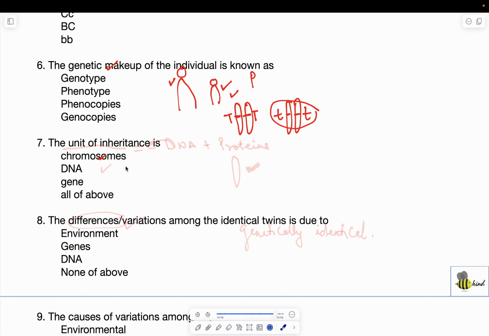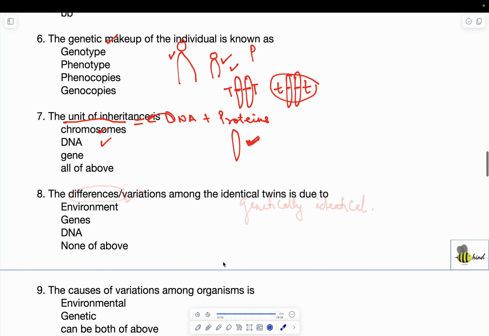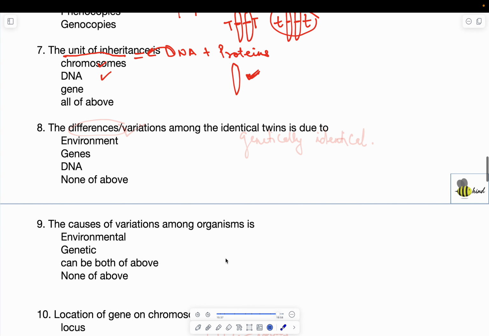The unit of inheritance, what you inherit from your parents. Is it DNA? Is it gene? True. But DNA or gene, they are part of chromosomes. So the unit which you inherit during cell division is not DNA or gene, it is inherited in the form of chromosome. You can call chromosome DNA plus proteins. DNA plus protein together form a structure known as chromosomes. Right? So these chromosomes are inherited from the parents. The answer is chromosomes.